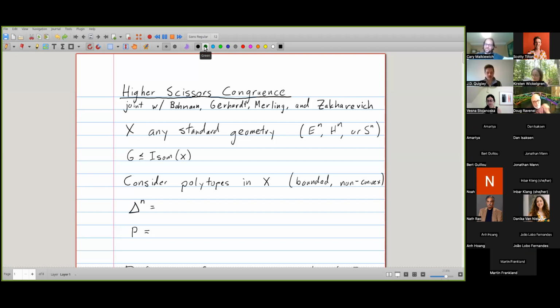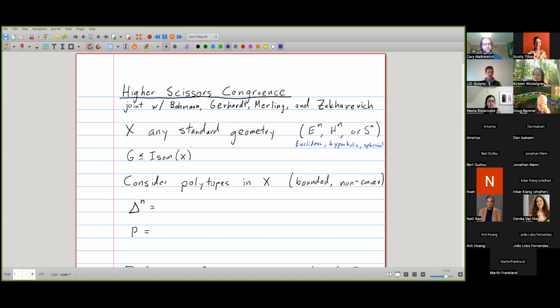All right, so this project is about higher scissors congruence, and a lot of this is joint work with Anna Marie Bowman, Tina Gerhardt, Mona Merling, and Ina Zakharevich. So the basic setup is let X be any standard geometry. So I'm thinking about Euclidean geometry, E^n, or hyperbolic geometry, or spherical geometry. So any of these complete constant curvature geometries. This stuff can be done a lot more generally than this, but this is kind of enough generality for what I want to talk about today.